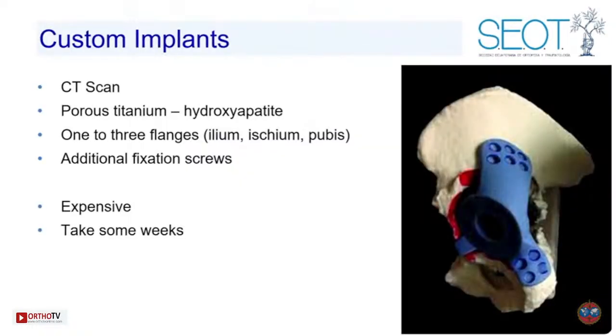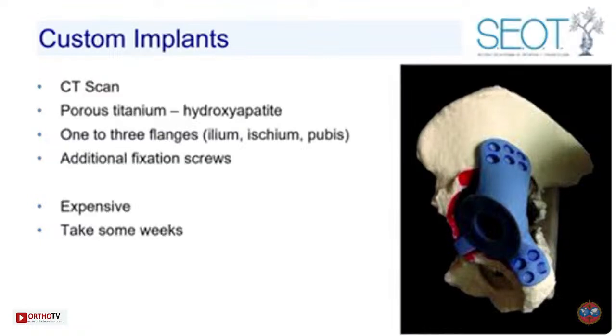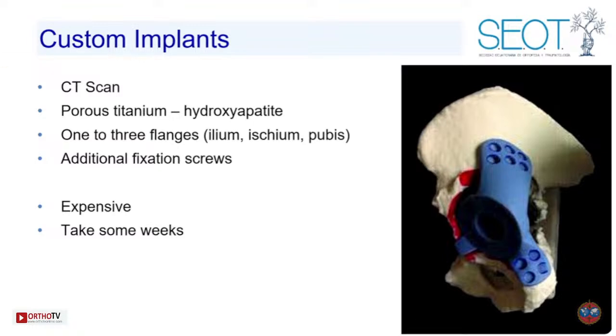And lastly, the custom implants, they can be used for these type 3 defects. You just get a CT scan of the pelvis of the patient, then design between the surgeon and the engineer an implant that fits the patient and also that meets the demands with 1, 2, or 3 flanges that can go to the ilium, ischium, or pubis, and you decide where the screws will go.